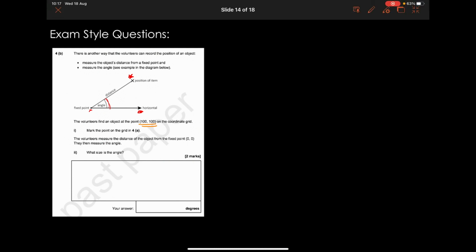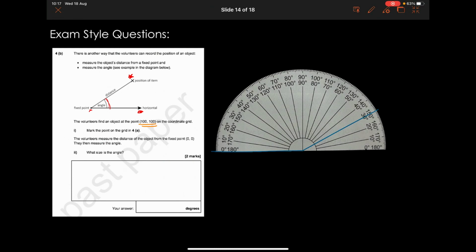I know it's hard for you to do this one because obviously it's on the grid. The next part says the volunteers measure the distance of the object from the fixed point 0, 0. Then they measure the angle. It says what size is the angle. So all they want you to do is measure this angle up here. Okay, so they've measured from the fixed point to the position of the item up here, and this is the horizontal. It wants you to measure this angle here. So what you would do is you would get your protractor out, and what I've tried to do is I've drawn the angle out again. Obviously I've had to use the picture, so it's a bit tricky, and I've put the protractor behind it. What you would do, obviously, because your protractor would be see-through, you can put it in front of it and measure the angle.